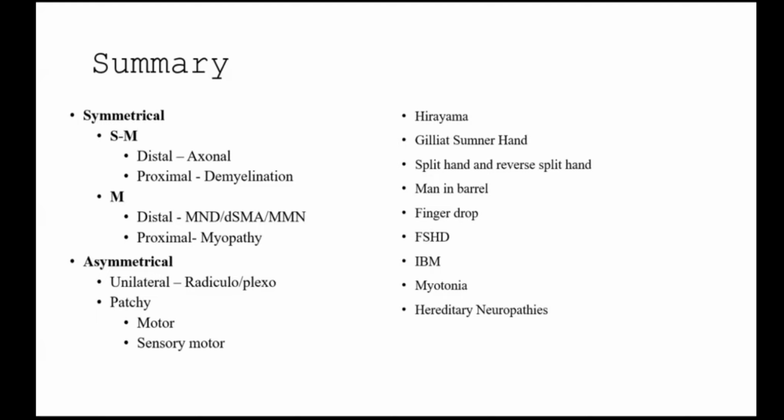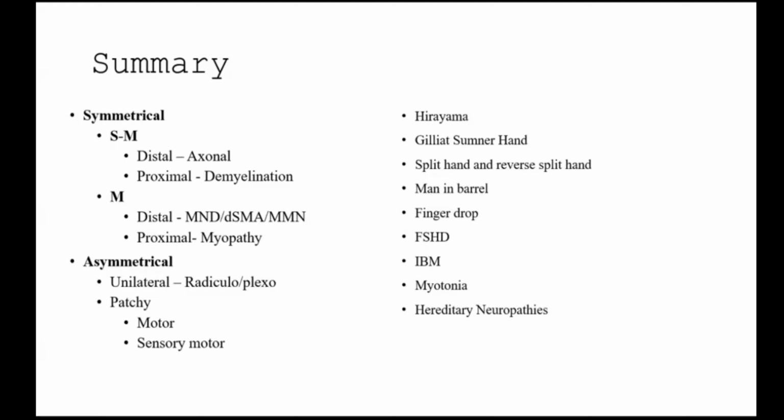And I have also shown you a few patterns in Hirayama disease, Gilead-Sumner hand, and the split hand and the reverse split hand. So split hand you see in motor neuron disease and Gilead-Sumner, and the reverse split you will see in Hirayama, along with polyminimyoclonus and oblique atrophy. And man in barrel, I think I may have missed that because I was going through fast.